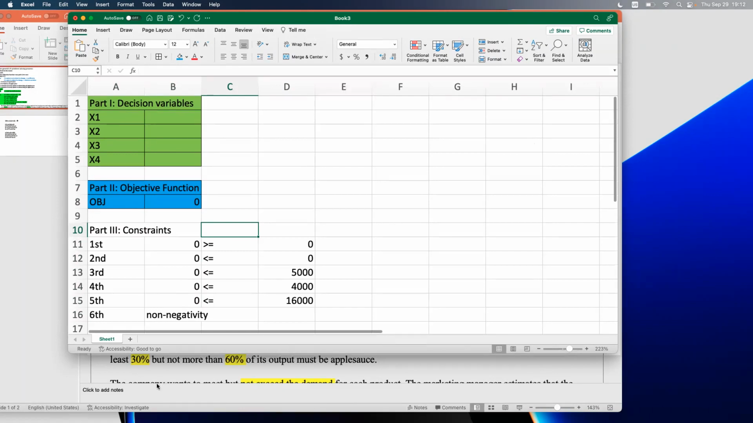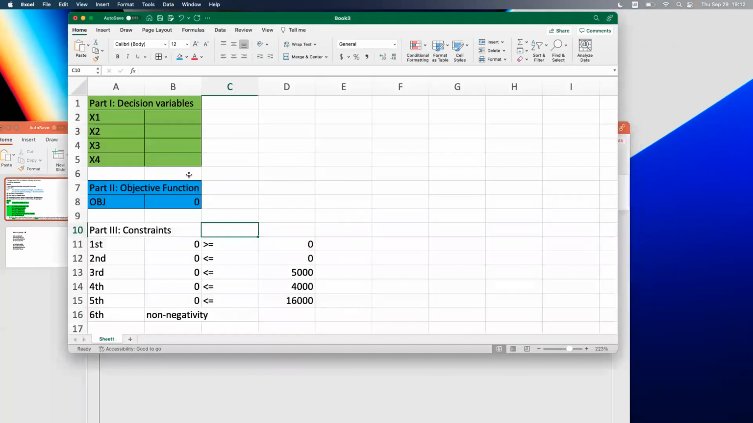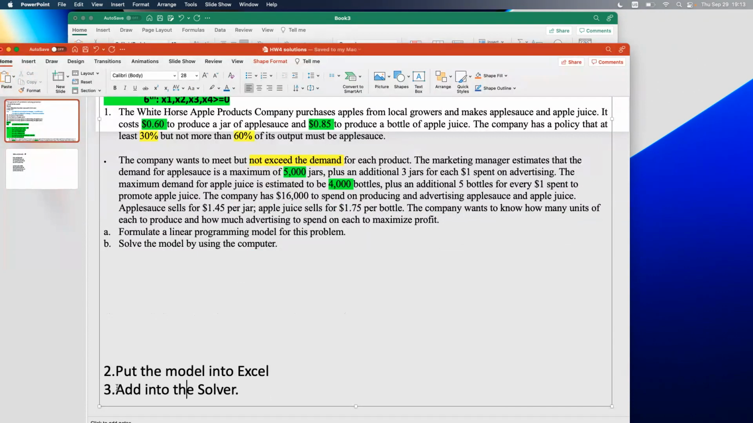So, okay, back to let's put the model into Excel. Now we're using the Excel language. Basically that's Excel language, because Excel will be able to calculate. So that's the Excel language. We put the model into the Excel, and one more step, add the information into the solver.